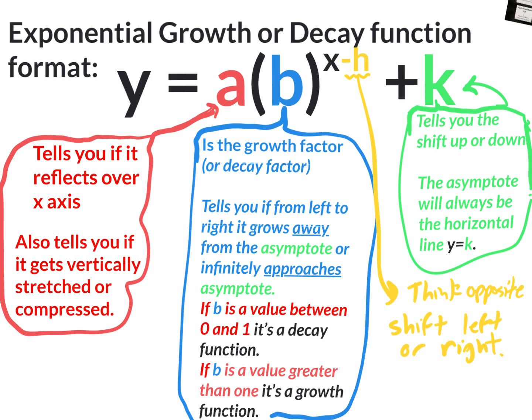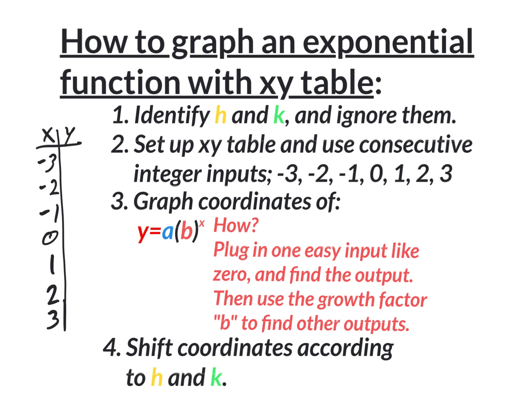Step one is to identify H and K and then ignore them. Step two is to set up an XY table with consecutive integer inputs. And step three is to get your coordinates that you get by plugging in these numbers and getting out answers, ignoring H and K, and then plotting them on a graph. And then at the very end, you shift the points according to H and K.